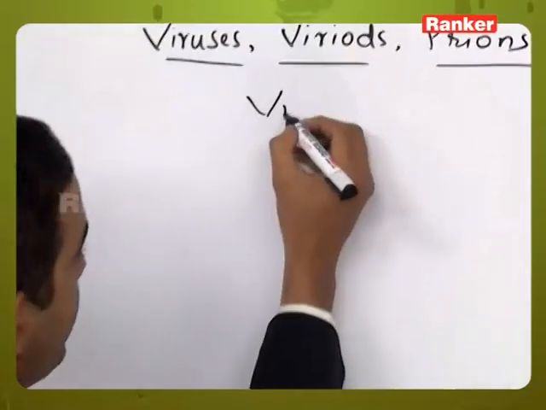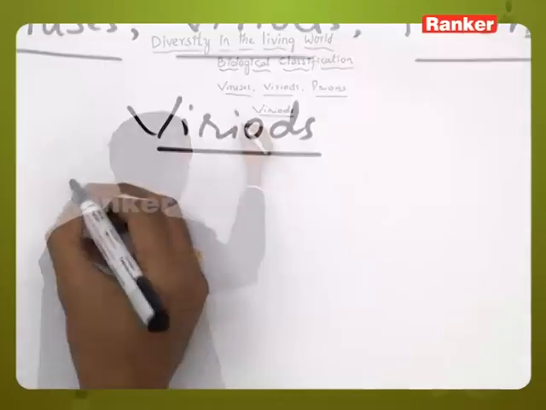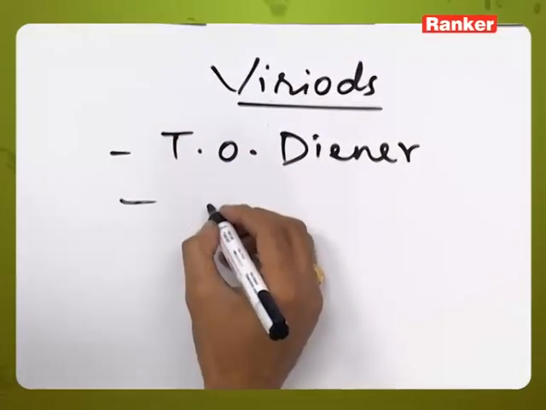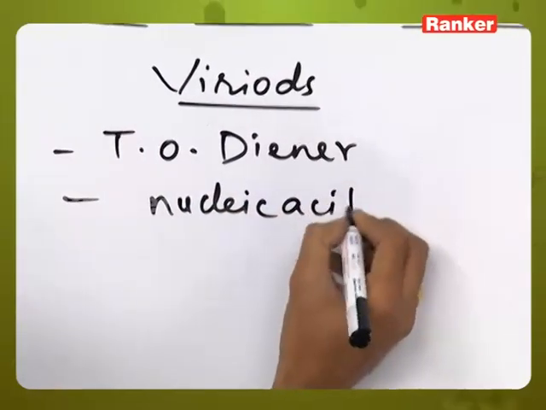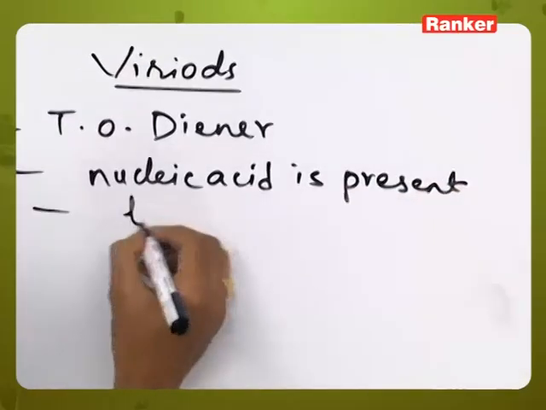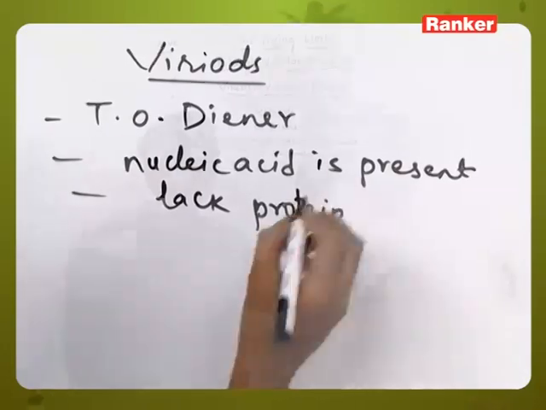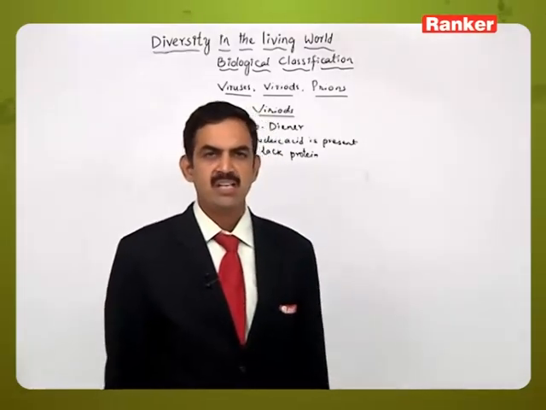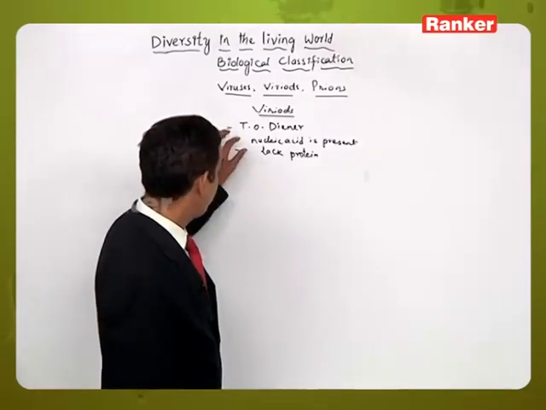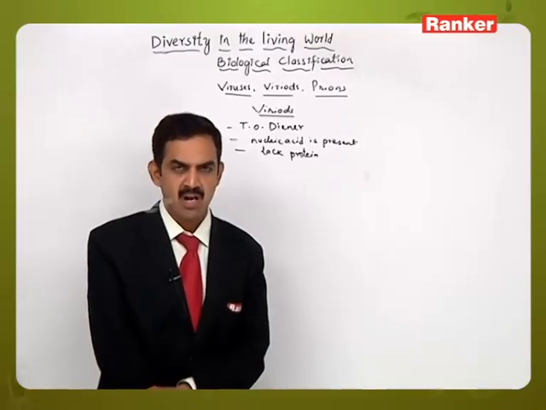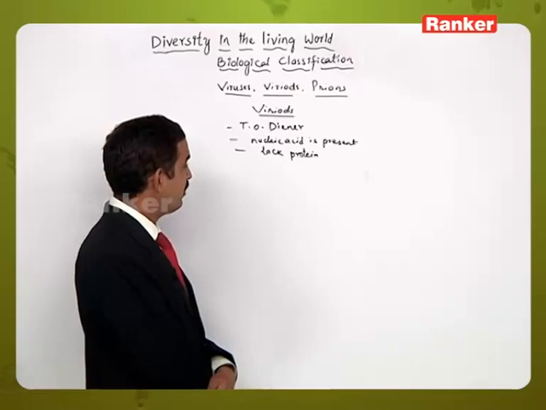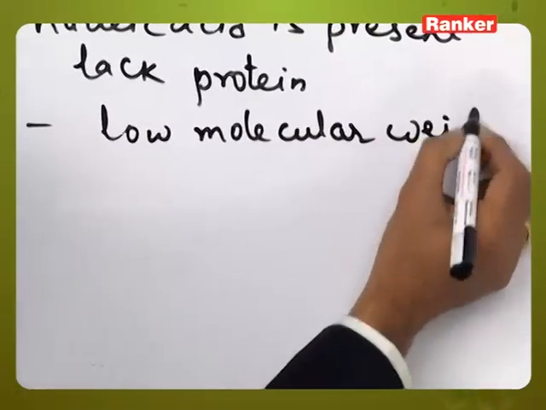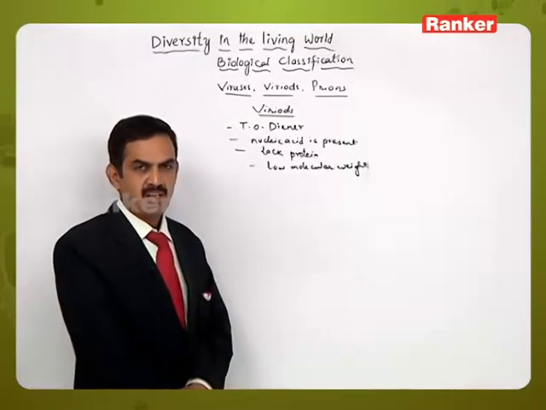Next one is viroids. These were discovered by T.O. Diener. Viroids are viral particles which have only nucleic acid, and they lack the protein part. As we know, out of the nucleic acid and protein part, the nucleic acid is the infectious one. So here the infectious nucleic acid is present in viroids, which cause damage or harm to other living organisms. Because of only nucleic acid, their molecular weight is low, and the RNA is the genetic material, which is free RNA.